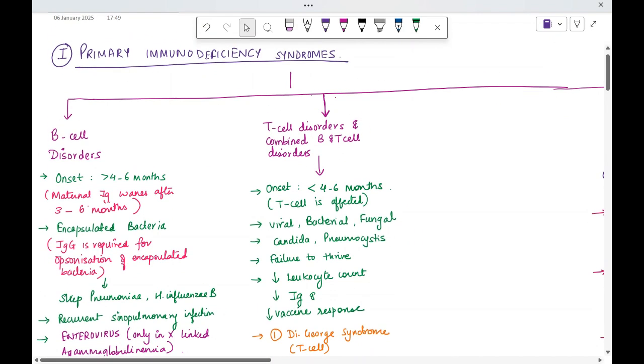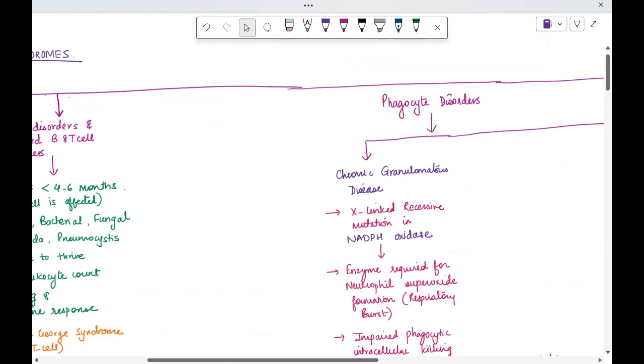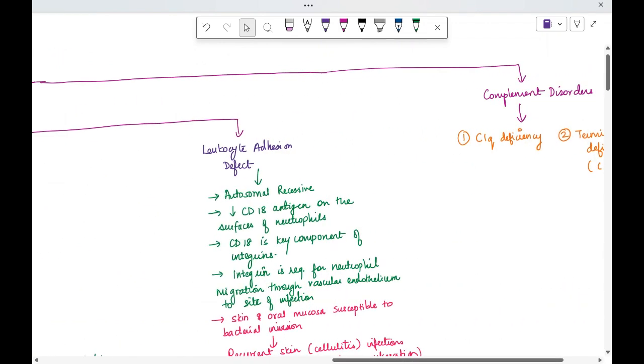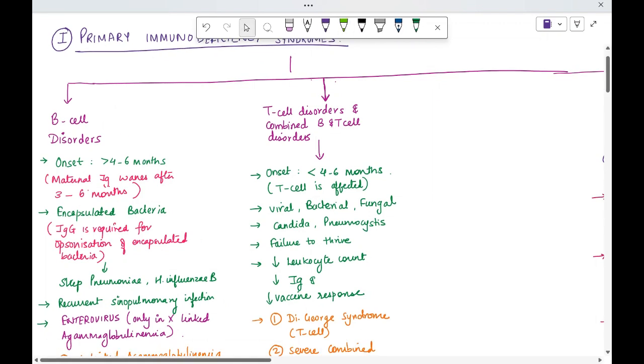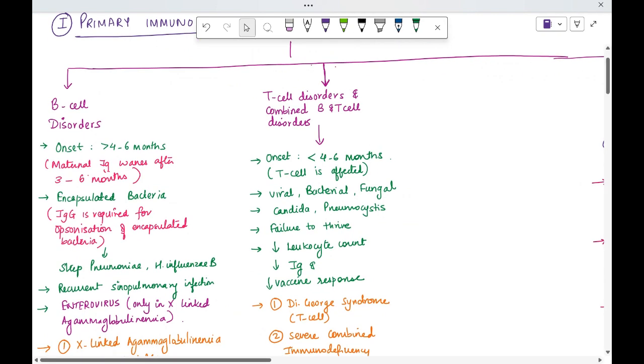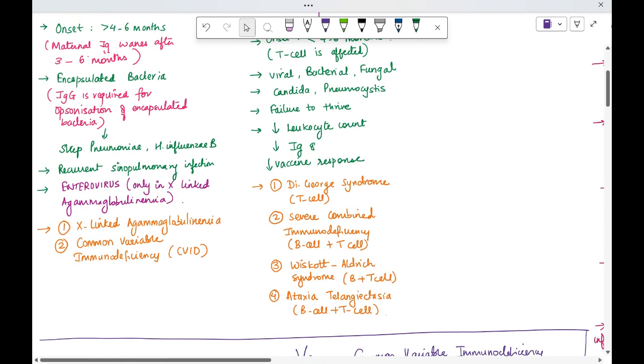Okay, so we can classify them basically into B cell disorders, T cell disorders, combined B and T cell disorders, phagocyte disorders, and the complement disorders. Okay, so whatever is there in our immune system, accordingly we have divided them. So let's see the B cell disorders. Under B cell disorders, we have two disorders, that is the X-linked agammaglobulinemia and the common variable immunodeficiency.